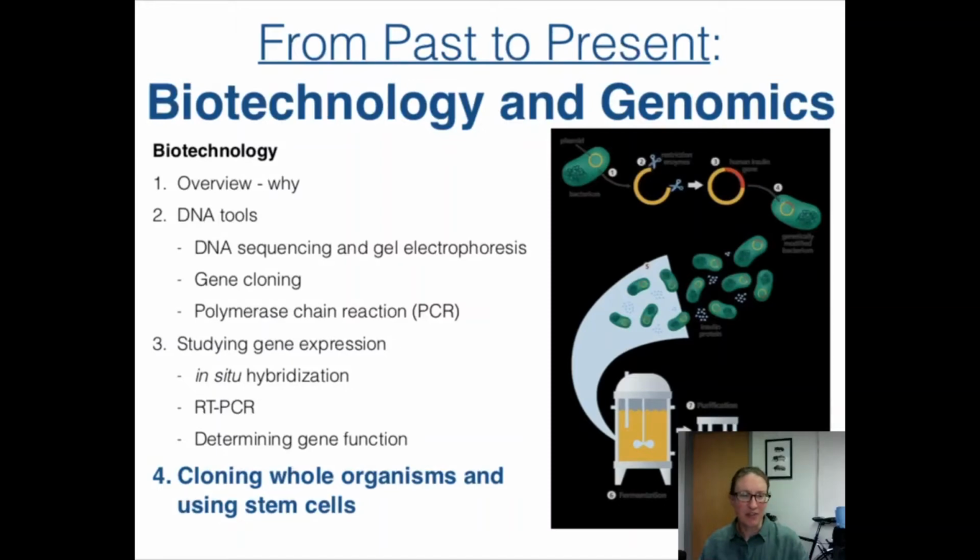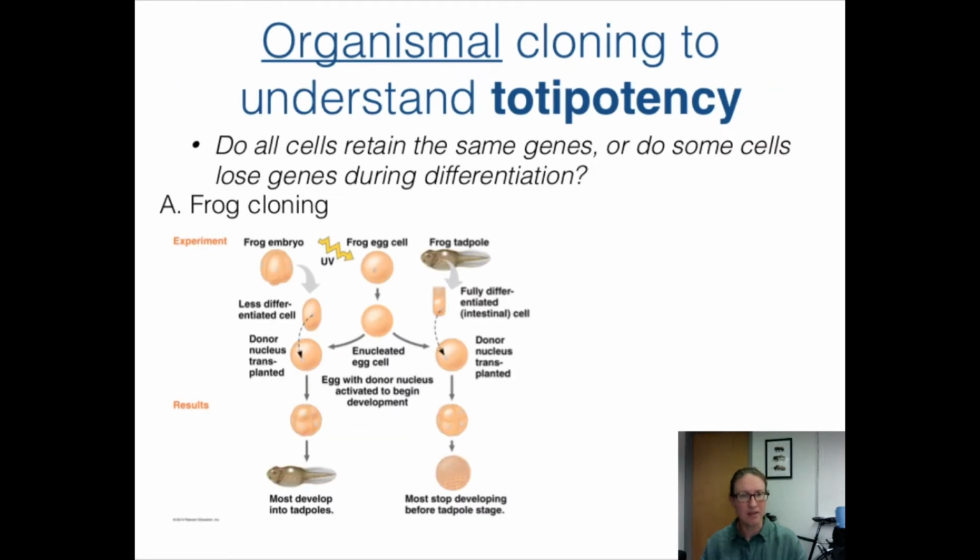Now it's time to talk about two last methods that biologists use to study organisms that are biotechnology focused. So the techniques to clone whole organisms and also how biologists use stem cells. So biologists engage in what's called organismal cloning, which is distinct from bacterial cloning, which I talked about early on, as a method for understanding that condition of totipotency that exists early in an organism's development.